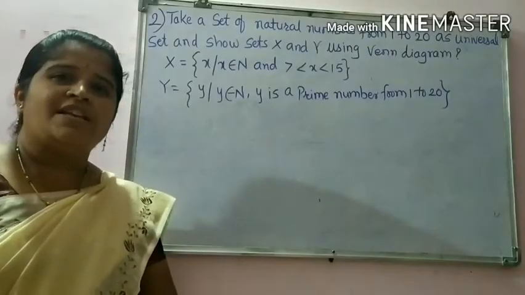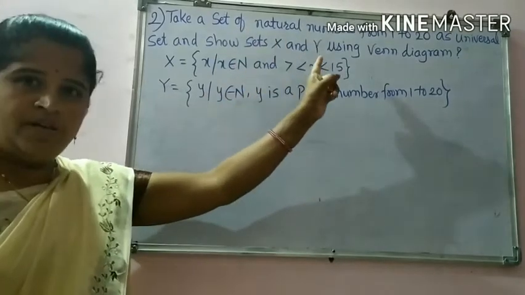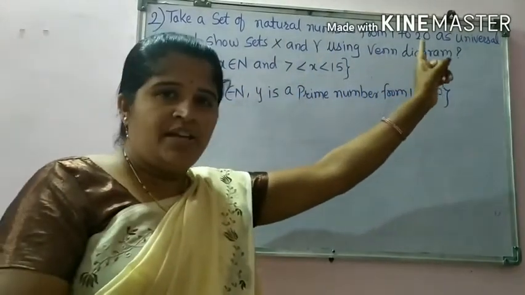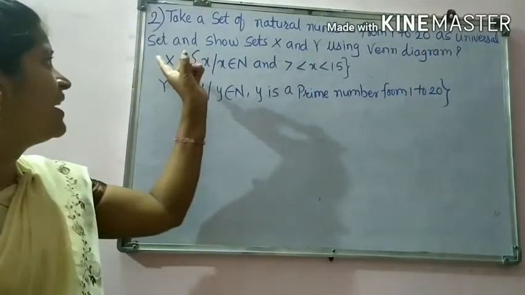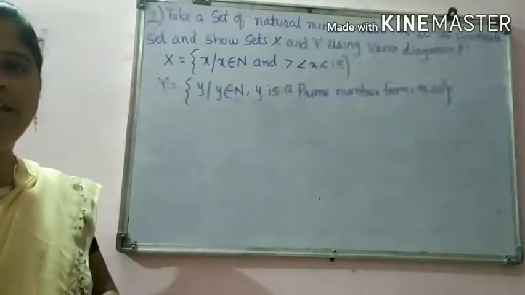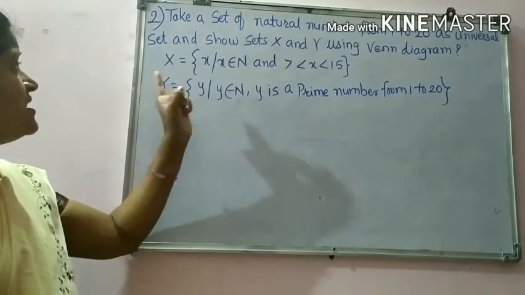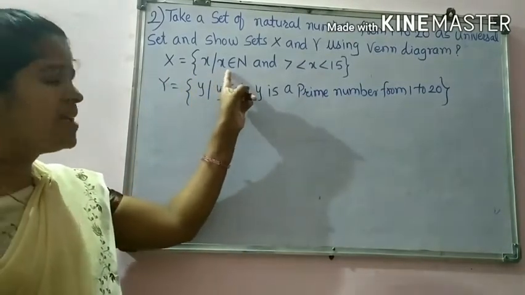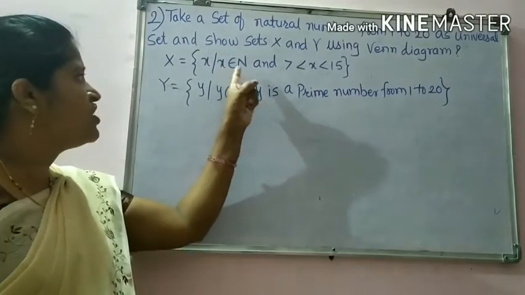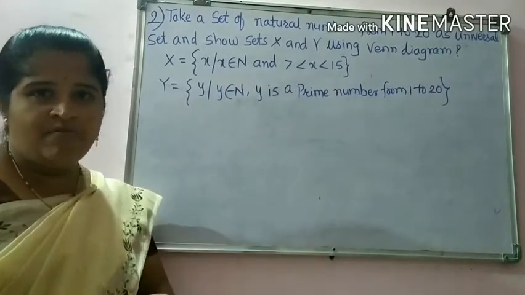Let us see our second example. Take the set of natural numbers from 1 to 20 as universal set and show sets X and Y using Venn diagram. Now see here, set X is the set of all X such that X belongs to the set of natural numbers and 7 is less than X is less than 15.